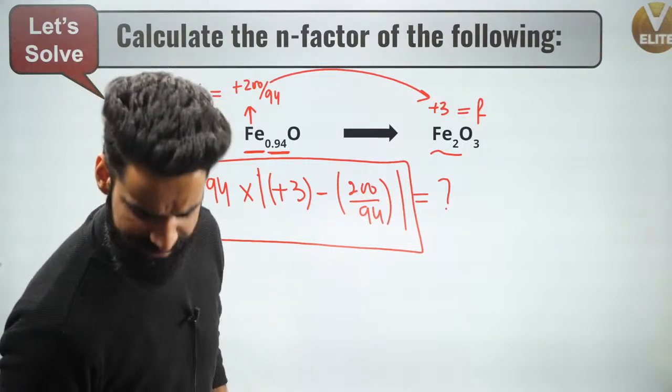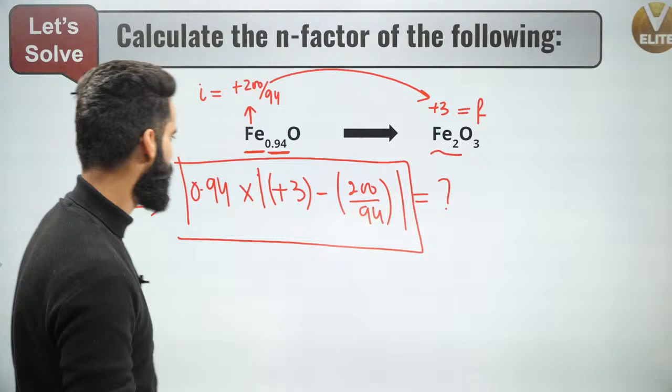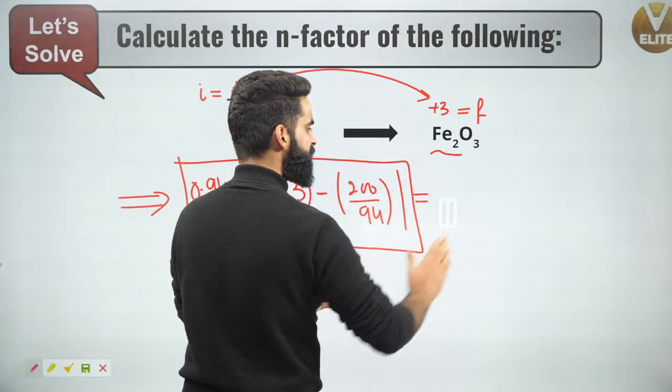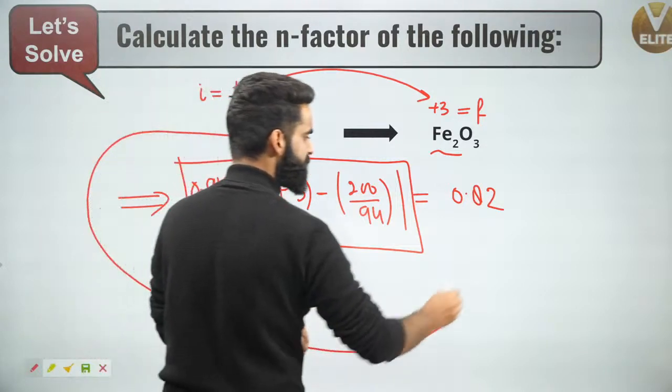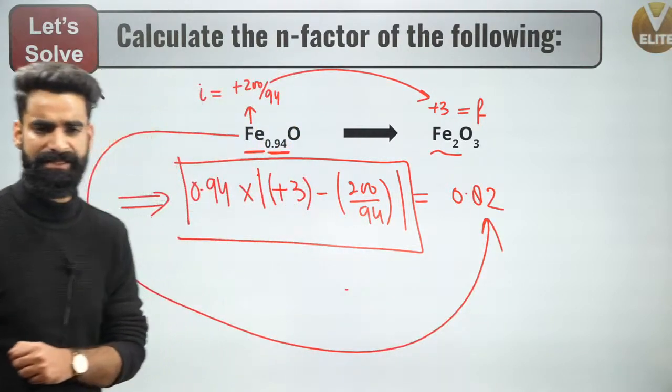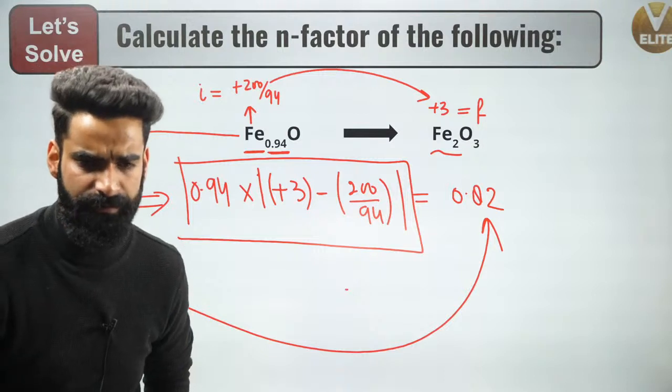Exactly, Karthik. It'll be coming as 0.82. So from here, you'll be getting the value as 0.82. So the n factor of this compound right here is 0.82. Yes. Very, very simple.